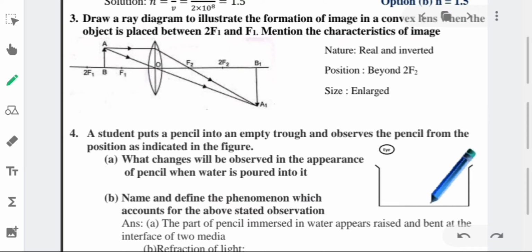When we see the nature of the image, that will be real and inverted. Position is beyond 2f2. Size is enlarged. It is bigger than that of the object.